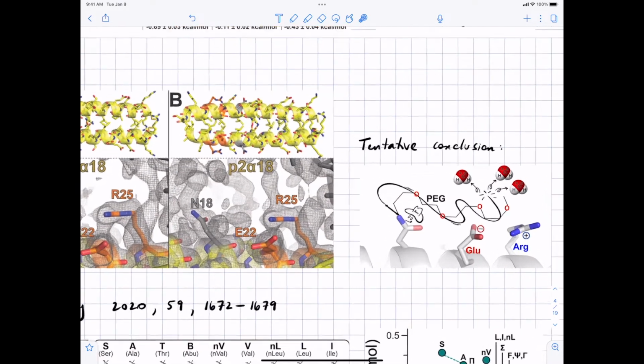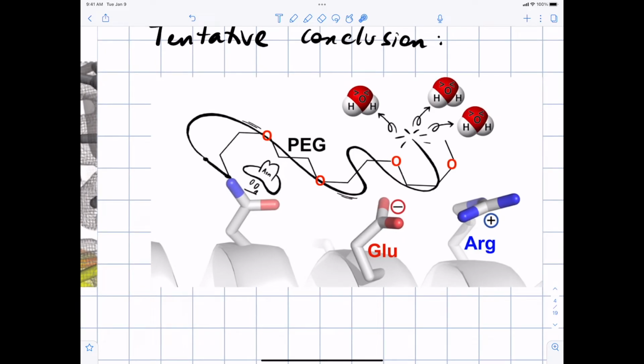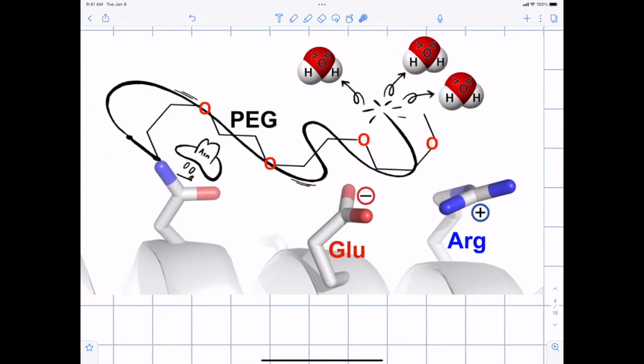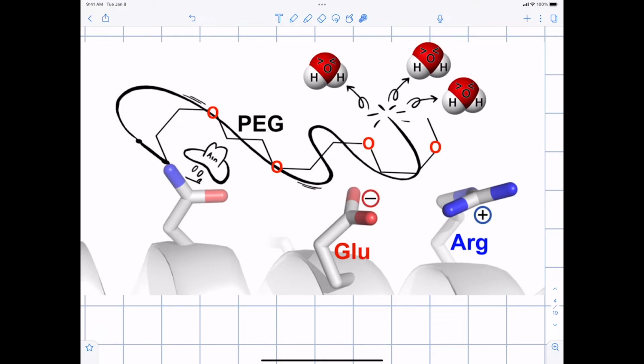So our tentative conclusion is, what does PEG do? I really wish, well, it was kind of fun, but the idea is that PEG maybe takes up space near the protein and removes water molecules, thereby shielding nearby interactions. And there's a fair amount of evidence that we're accumulating that can occur.